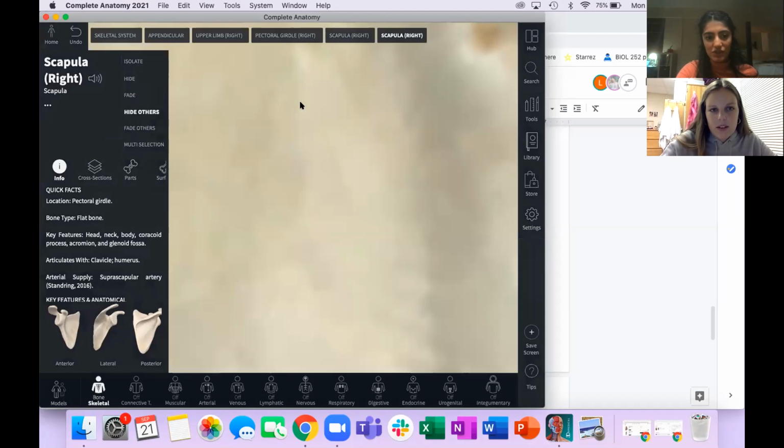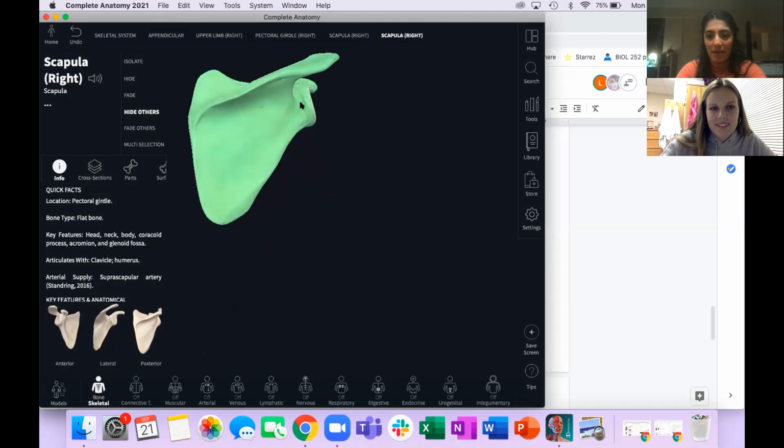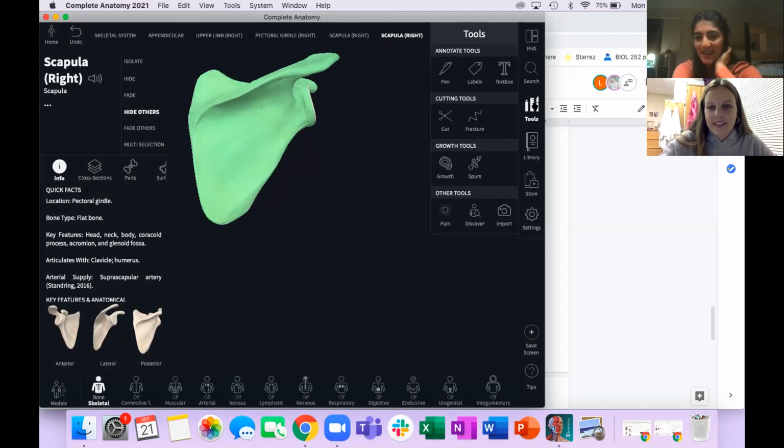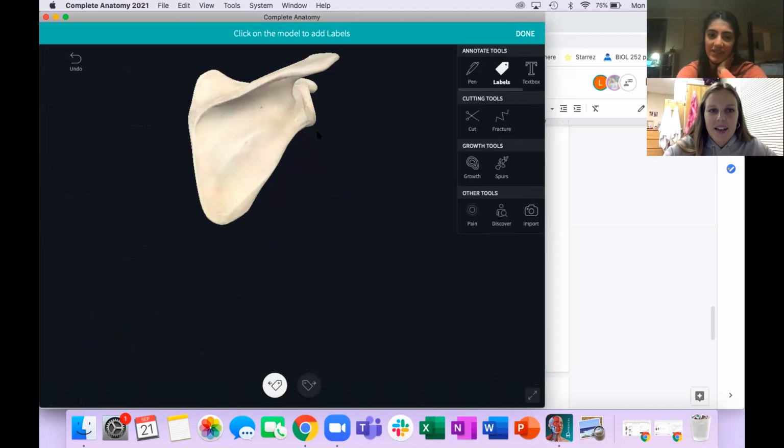Okay. So just like what happened, now you're just on the scapula, and now you can actually go to tools. Oh yeah, because I saw when I would go to isolate, that tool would disappear. So then you can go to tools and go to labels. So that should work for you.